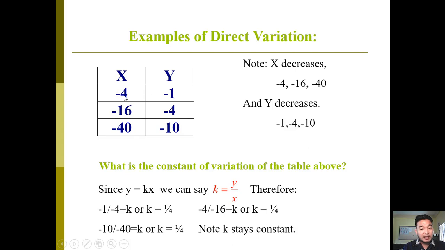So, -1 divided by -4 is equal to positive 1/4. -4 divided by -16 is positive 1/4 also. -10 divided by -40 is also positive 1/4, because negative divided by negative is equal to positive. As we can see, the constant of variation, or the value of k, are all equal to 1/4. Ibig sabihin, ito talaga ay example ng direct variation. So what would be the equation now? The equation is y equals 1/4 times x.